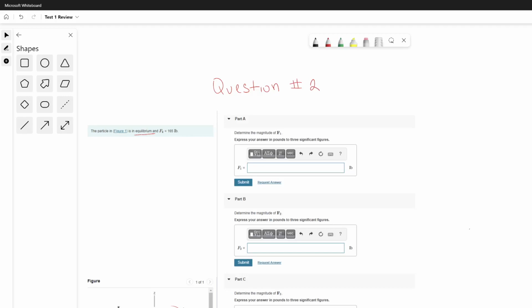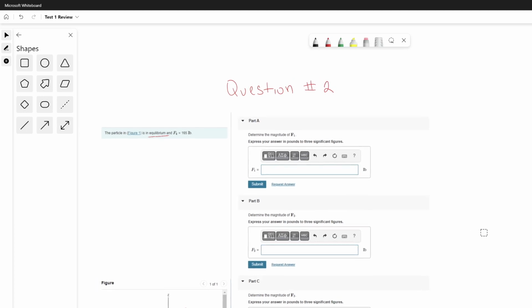Okay, so this is question number 2 for the review. What we have here is a 3D vector. The most important thing about this problem is remembering that F1 plus F2 plus F3 plus F4 plus this right here is going to equal 0. So I'll write it down right here before we even start.